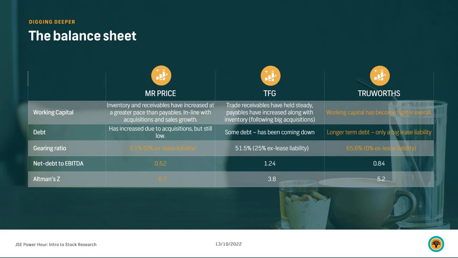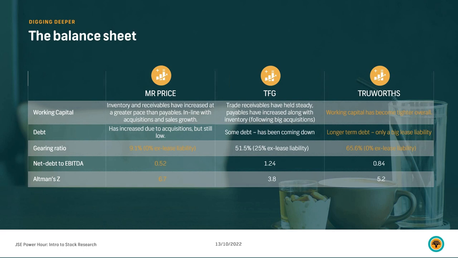Then the gearing ratio. What does debt look like relative to the net asset value of the company? It's assets minus its liabilities. If it's super high, that means they're in the danger zone and you don't want to invest in that company.